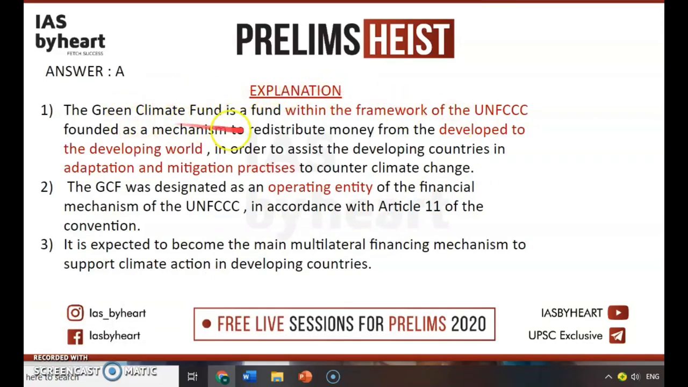See, this Green Climate Fund is, within the framework of UNFCCC, the mechanism to distribute money from the developed to the developing world. For what reason? In order to assist the developing countries in adaptation and mitigation practices to counter climate change. This GCF is an operating entity of the financial mechanism of UNFCCC.